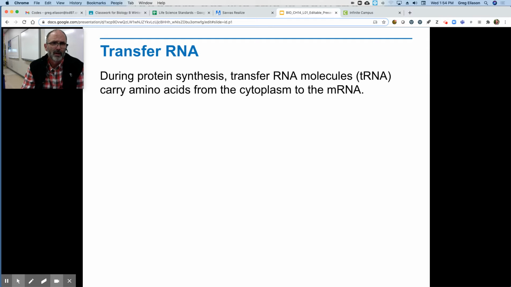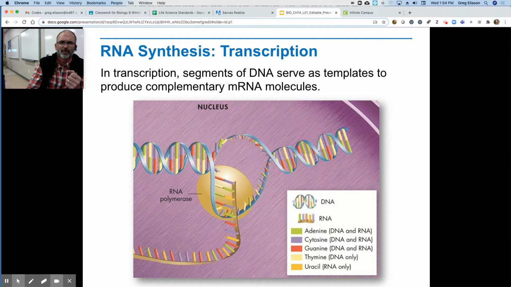Transfer RNA, during protein synthesis, brings the amino acids from the cytoplasm to the site of protein building, protein synthesis, and that is a lock and key kind of mechanism. So we're going to take a look at the process of protein building and how that happens.